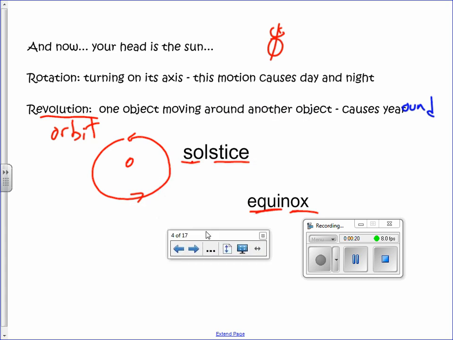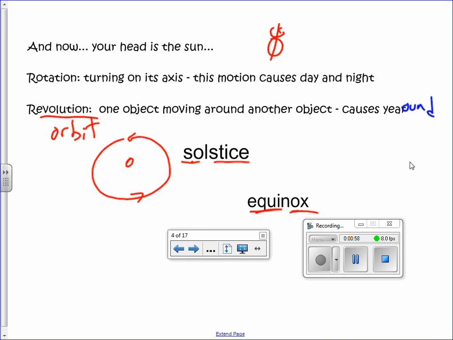First of all, the first word was axis, which I think you guys know. And then the next two words are rotation and revolution. And here are the actual definitions, but we're going to do a little demonstration to help you understand them better, get them straight. But basically, rotation is when a body turns on its axis, and in terms of the sun, earth, moon, this motion causes day and night. Revolution is when an object moves around another object, and this is what causes the years, and an orbit is the path of one object around another.